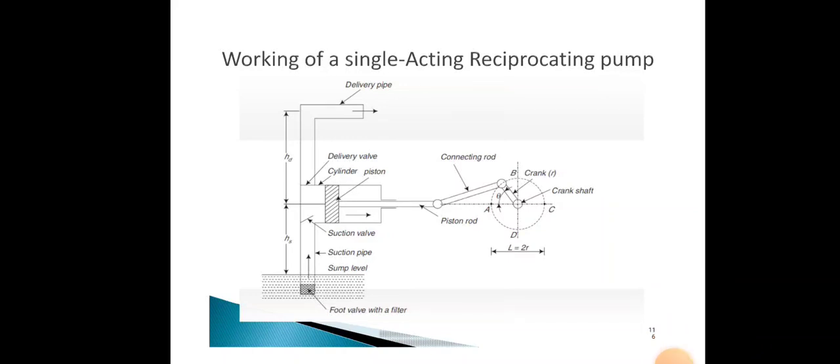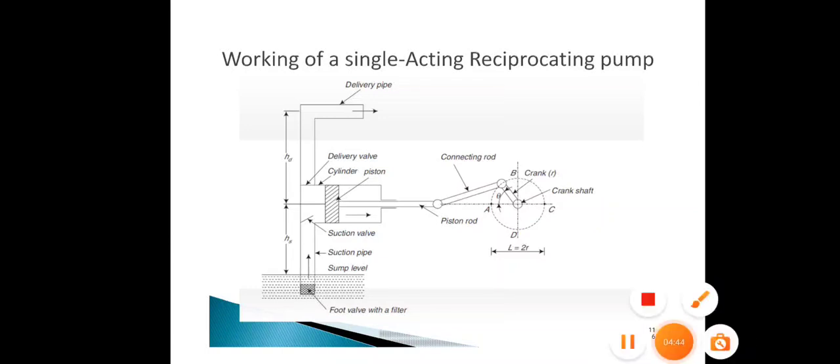Then the piston and piston rod. The piston is a solid part that acts back and forth inside the cylinder for the suction and delivery of the liquid, whereas the piston rod helps the piston to move in a linear direction. Then crank and connecting rod, strainer, air vessel. These are the parts of the single acting pump.